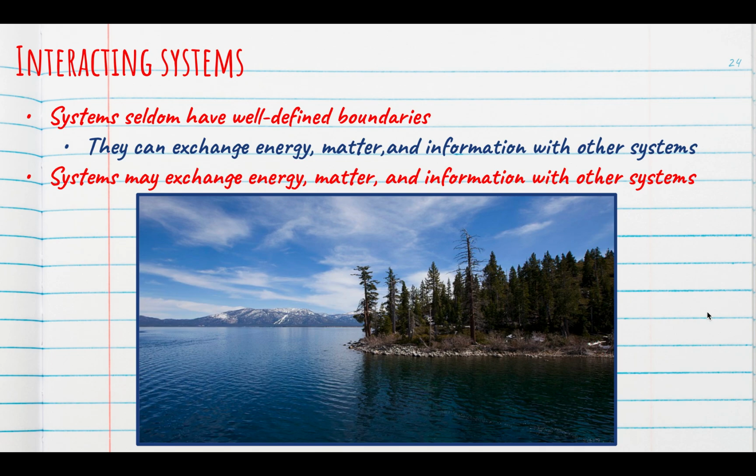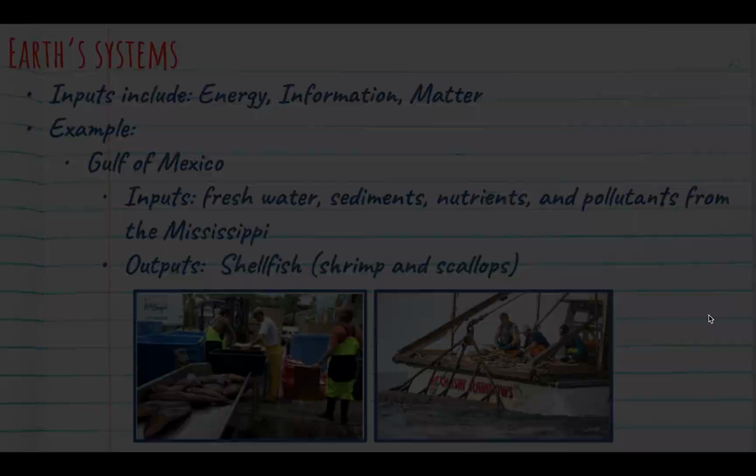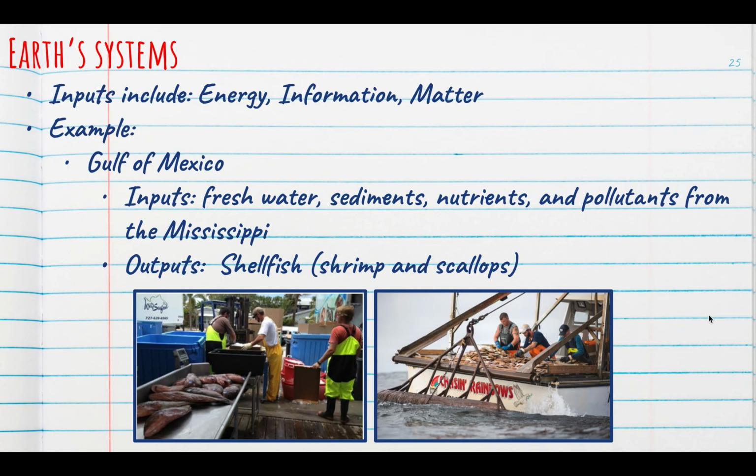Systems do not have well-defined boundaries. If I take a look at this lake here, there isn't a defined boundary. We don't have this area where we can say that this system stops here and it ends there. You can have this exchange of energy, matter, and information with other systems at any given time. I mean, if anything, I just hope you guys are tuning into the fact that this is really complex. It's not always even just what we see on the surface.